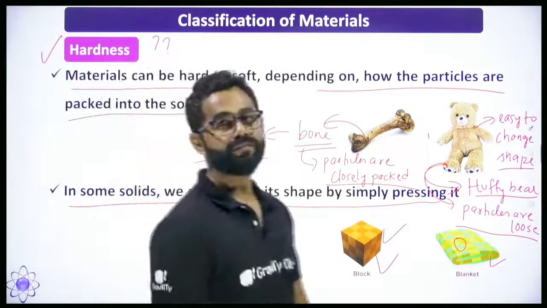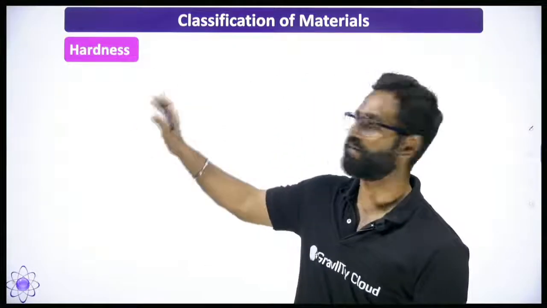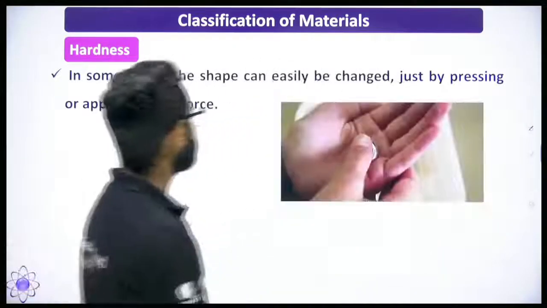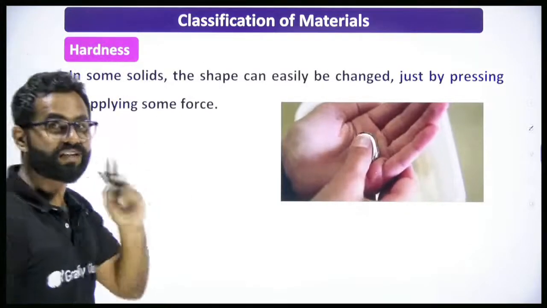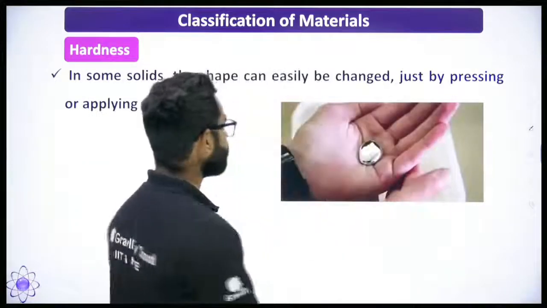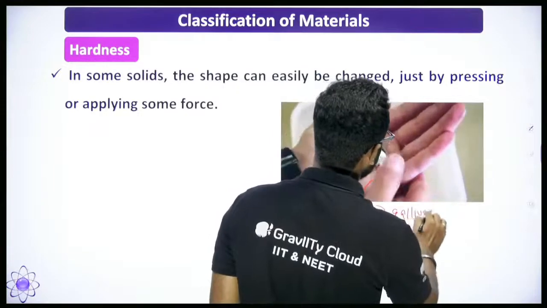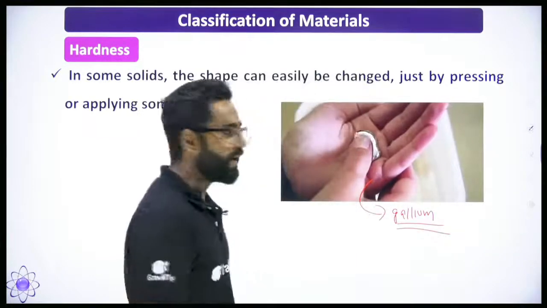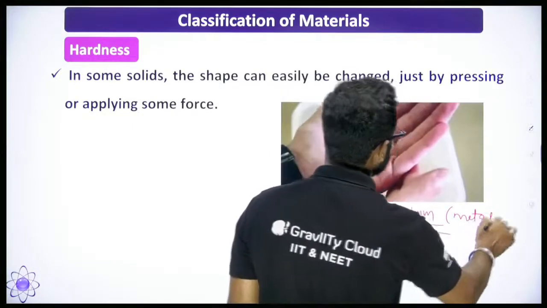Okay. So next property which we can use to classify the materials is regarding the hardness. Okay, hardness is the same. I told you that in some cases we can change the shape of materials just by pressing it. For example, gallium. Gallium is one kind of material. Basically, gallium is actually a metal.